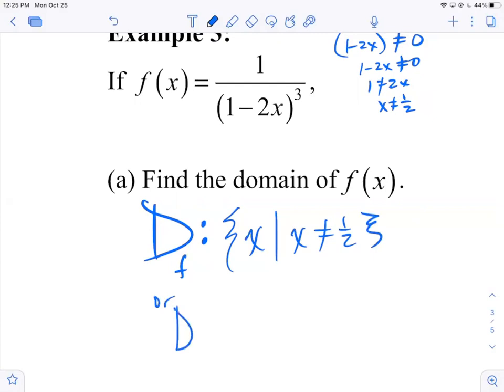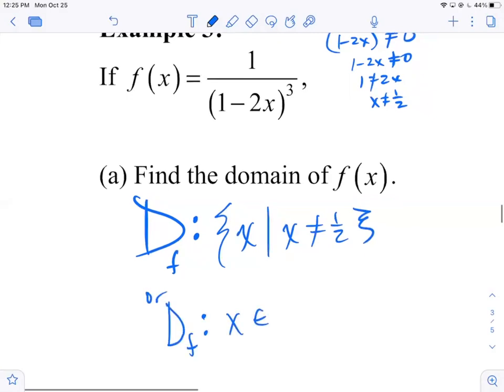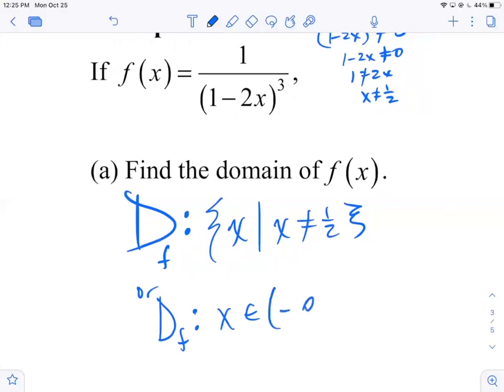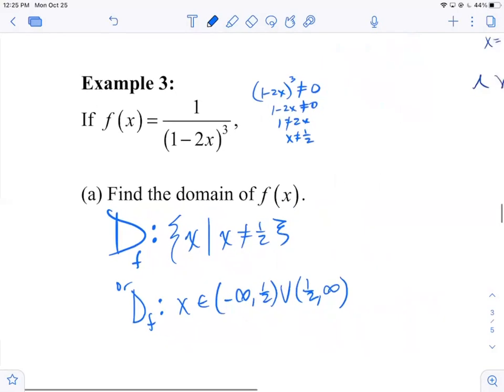Or you could say D sub f colon x epsilon. And this was a little more fun, right? Negative infinity to 1/2, and then you step over it like it's a cow patty, 1/2 to infinity. So notice they both define the variable x and then x epsilon for interval notation. Okay, either one of them.